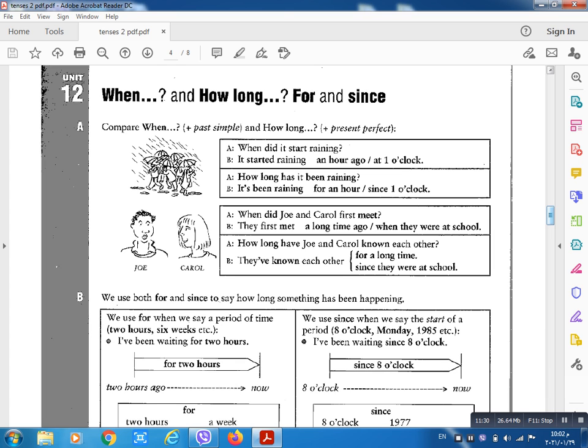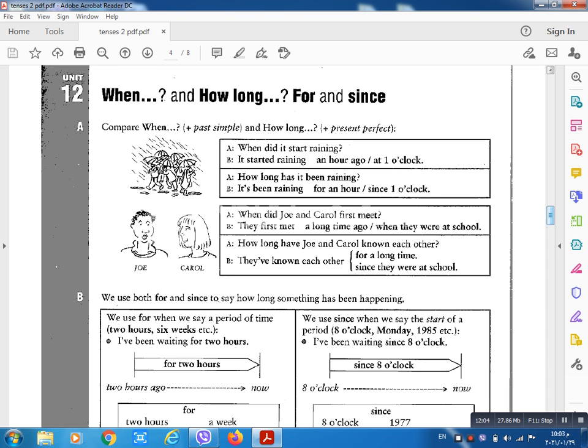Look at the other example. I'm using how long to ask. Why? Because the sentence is in the present perfect. How long has it been raining? It's been raining for an hour or since 1 o'clock, etc. Now we have understood the difference between the way I use when with past simple and how long with present perfect, generally present perfect continuous. In B, we have a nice comparison between the way I use for and since.